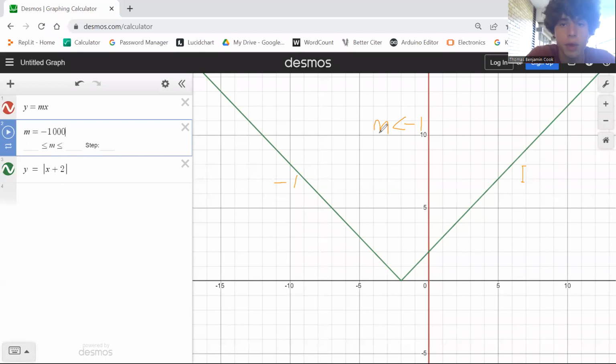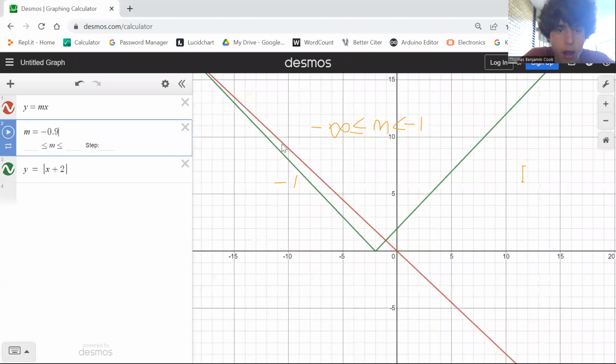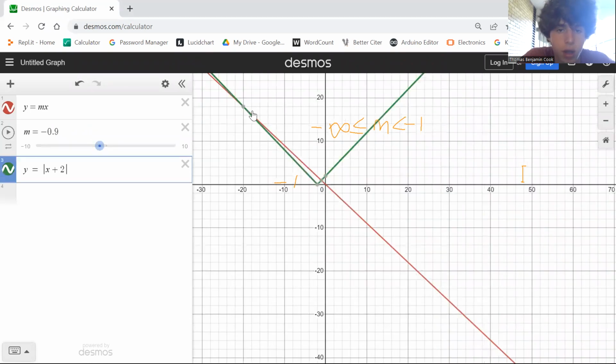to -infinity. So m is greater than -infinity, because we can make that so negative and it will still satisfy our criteria of intersecting once. But as soon as we make m equal to -1, there's no intersection. Or if we make it -0.9, there's two intersections. So we want it to be closer to -infinity than to -1. So that's when our gradient is negative.